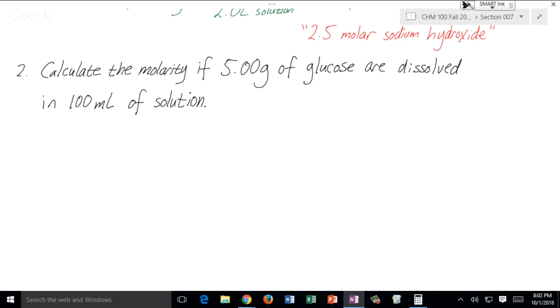So in this case, it's really the same question as before, just with a couple of unit conversions. We're given grams and we're given milliliters. But in order to get a molarity, we need moles and liters. So just as in the previous example, if we want to calculate molarity, we need moles for the top and liters for the bottom. So our grams have to get converted to moles, and our milliliters have to get converted to liters.